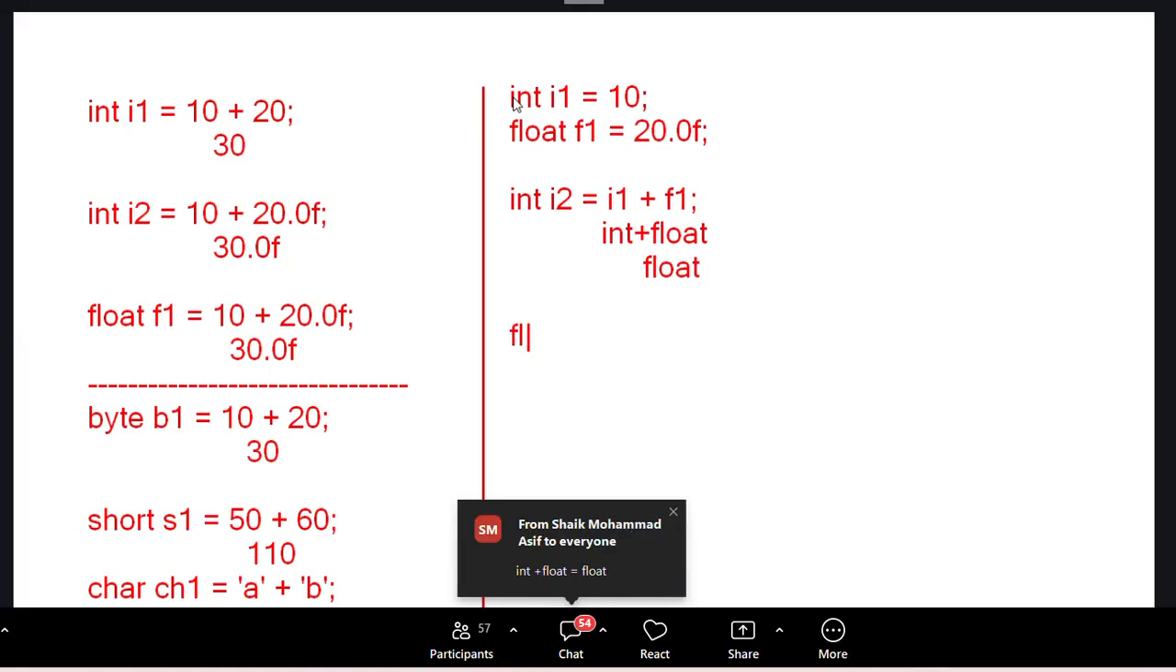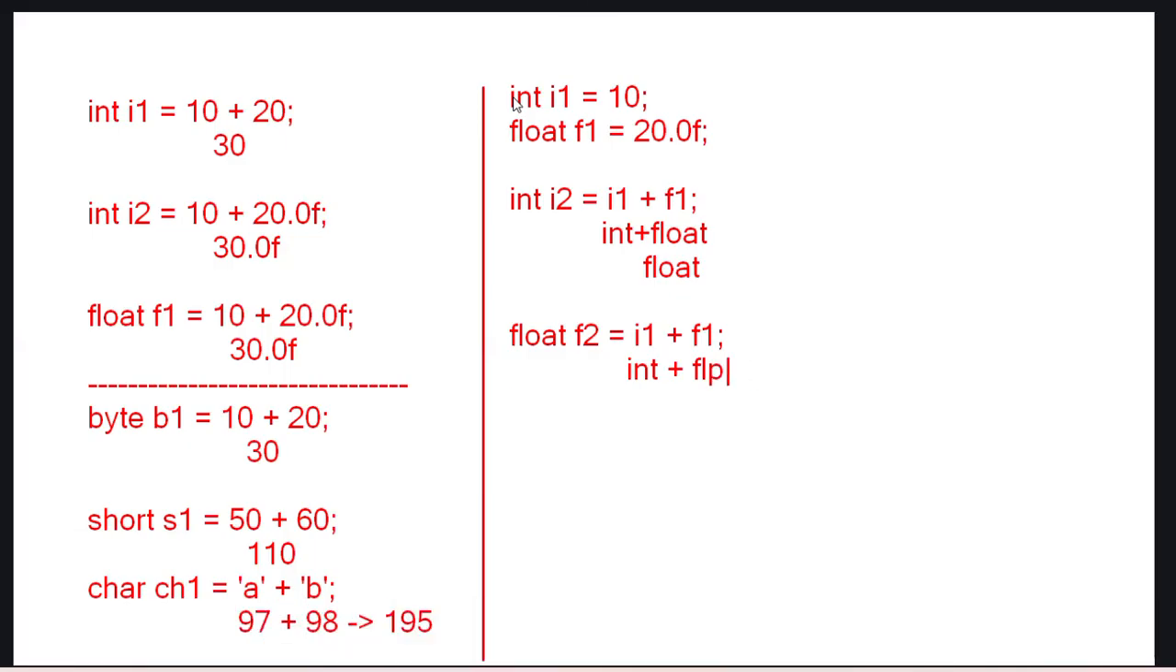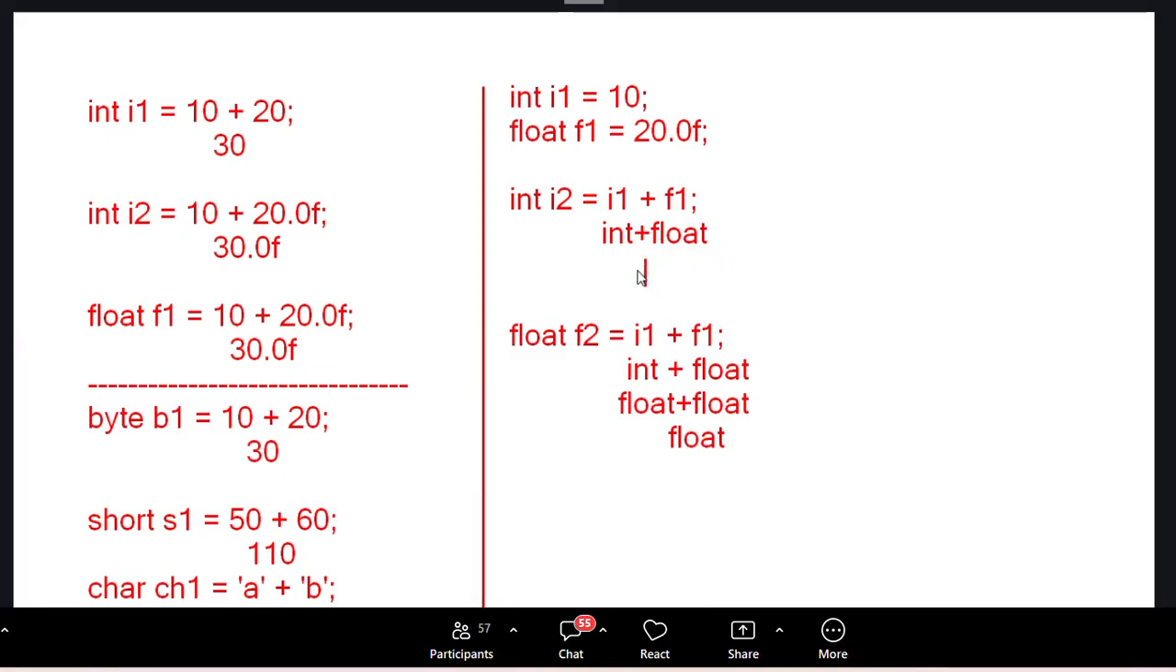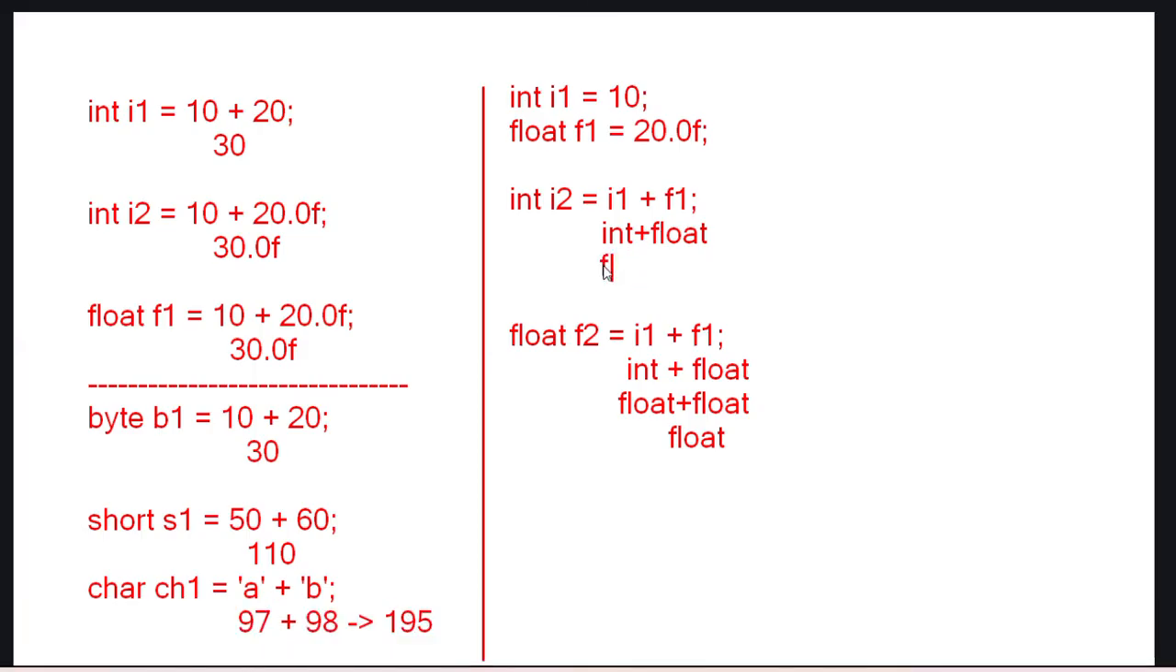No. And then tell me, how to solve this problem? float f2 equal to i1 plus f1. Then here also, what will it write? int plus float. The compiler promotes int to float. Float plus float. The result is what? Float. Float can be stored in float. In the previous case also, int is promoted to float, float plus float, result is float. Float cannot be stored in int.